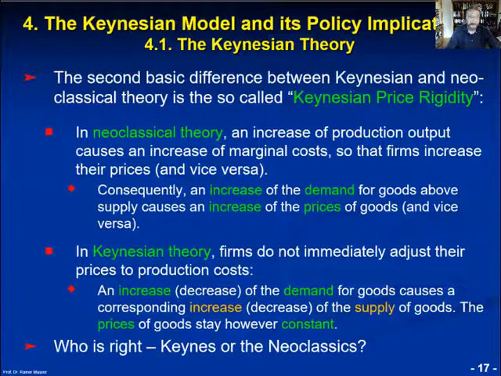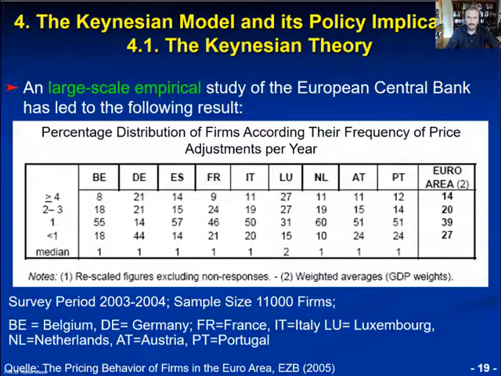Now, who is right, Keynes or the neoclassics? Let's have a look at the result of empirical studies. This table displays the result of a large sample of firms in the founding member states of the European Monetary Union undertaken by the European Central Bank. The European Central Bank asked these firms to report their pricing practices. As these firms reported, their adjustment of prices is indeed quite reluctant.